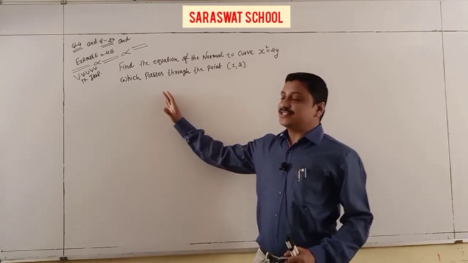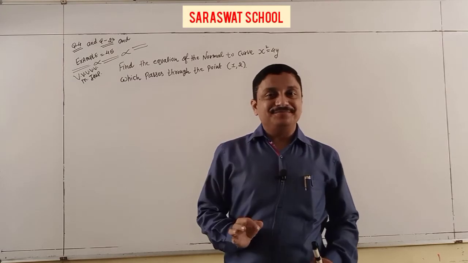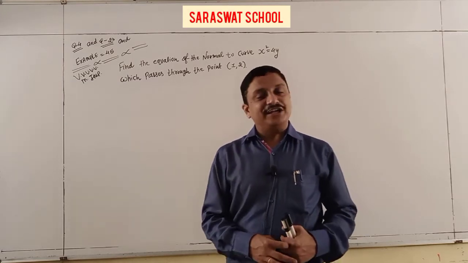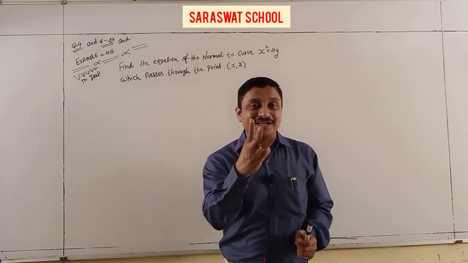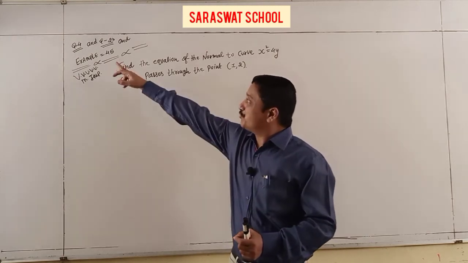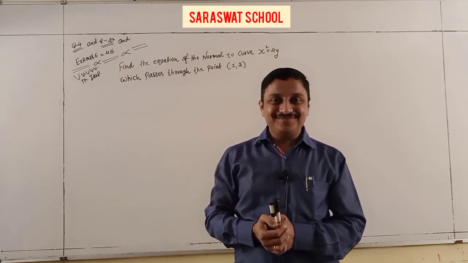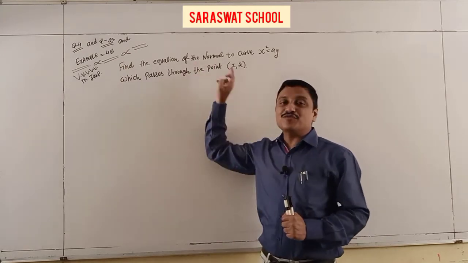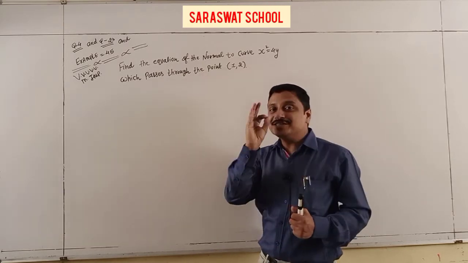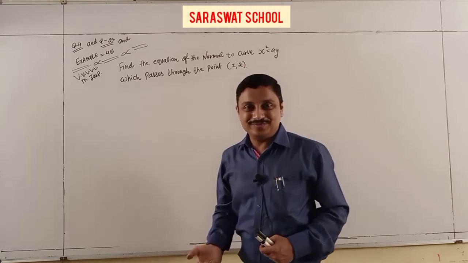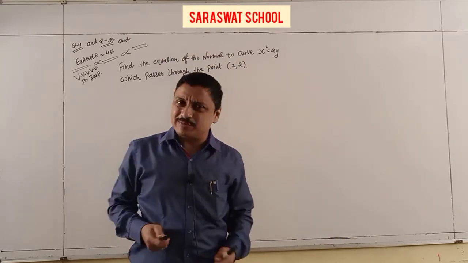Now continue students, one more question. It is the most important numerical, many times asked in the final exam, and this question students is printed in your textbook 3 times. Question 4, question 23, and example 45. Question is, find the equation of normal to the curve x square is equal to 4y which passes through 1, 2. Yes, it's a very big numerical. Yes, I am going to explain slowly.